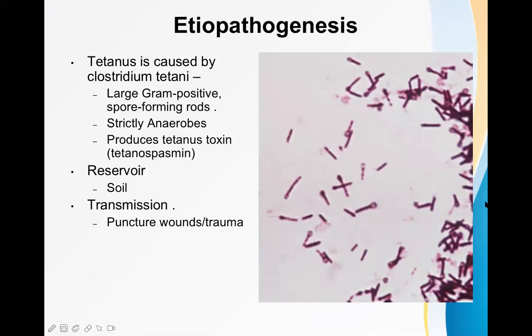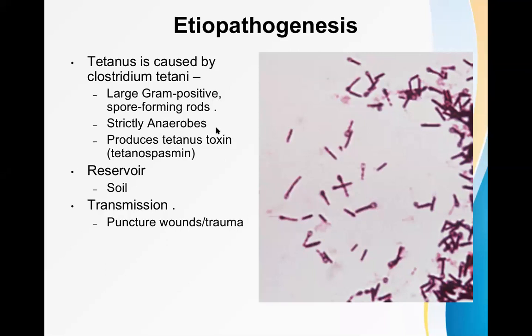Now before we move on to the clinical features or the proper pathogenesis, let us revise a little bit about this bacteria. What are the characteristic features of this bacteria? See there, and look at the picture also. This bacteria is a gram-positive bacillus, a gram-positive rod. It is a spore-forming type of anaerobic organism.